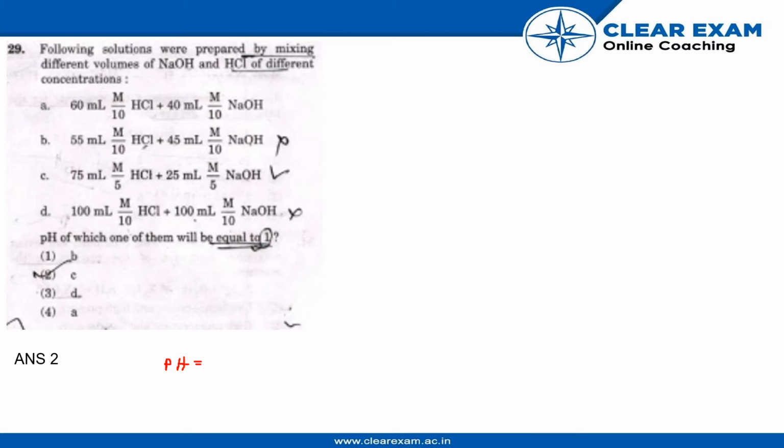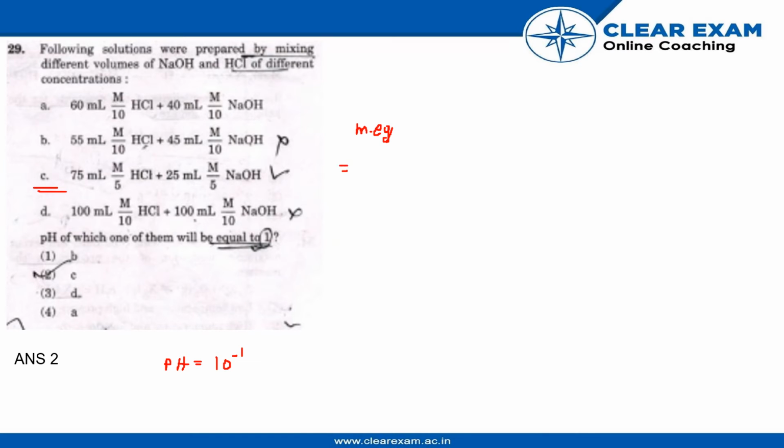So first of all, a pH of 1 means that the hydrogen ion concentration should be 10 raised to the power minus 1. So we will now calculate the milli equivalents of the following solutions. As first, we will calculate for option C.